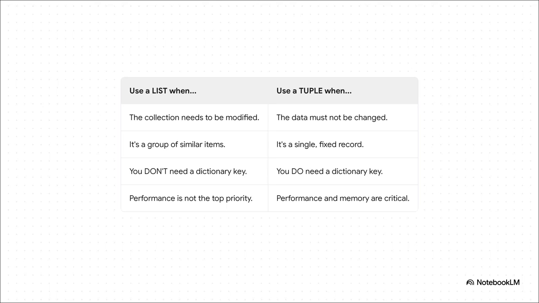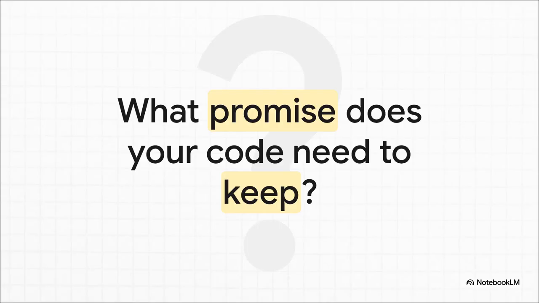You should use a tuple when you want to protect data from being changed by accident, when you need a key for a dictionary, or when you're trying to squeeze out every last bit of performance for data that's not going to change. So, at the end of the day, choosing between a list and a tuple, it's more than just a technical decision. It's a statement about your intent. It's a promise that you're making to yourself and to anyone else who ever reads your code. Are you promising flexibility and the ability to change, or are you promising stability and integrity? What promise does your code need to keep?